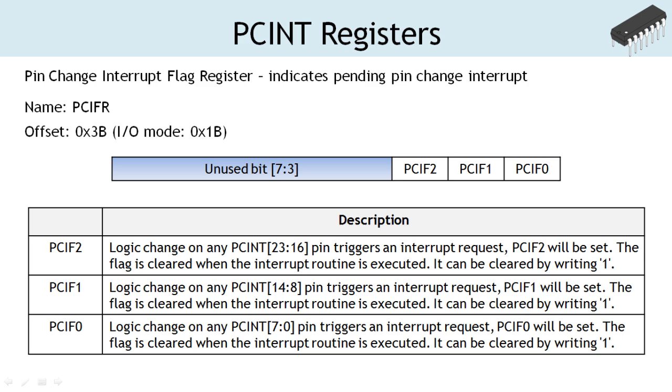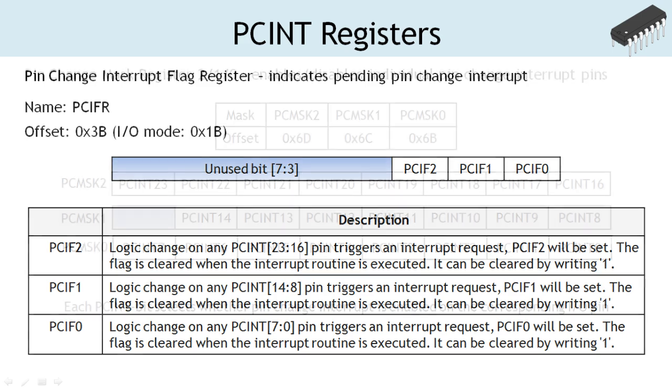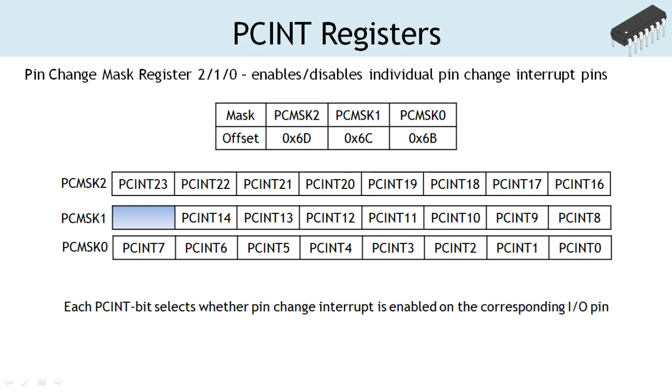The bits in pin change mask register 2, pin change mask register 1 and pin change mask register 0 are used to enable or disable the corresponding pin of the pin change interrupt. The I flag, that is interrupt enable flag, in the status register and the corresponding bit in the PCICR must be set for the content of PCMSK registers to take effect. If the bit is cleared, the corresponding pin is disabled and logic 1 enables it.